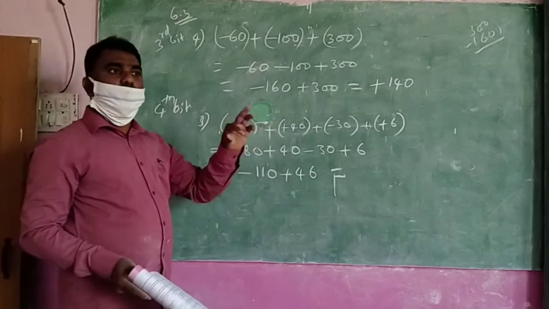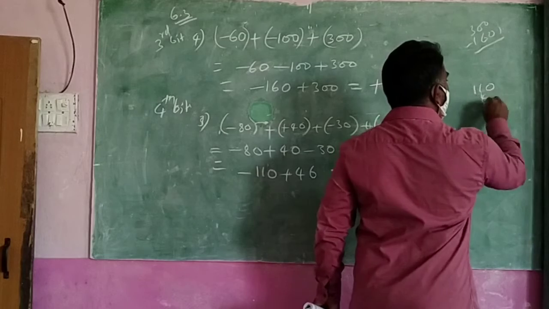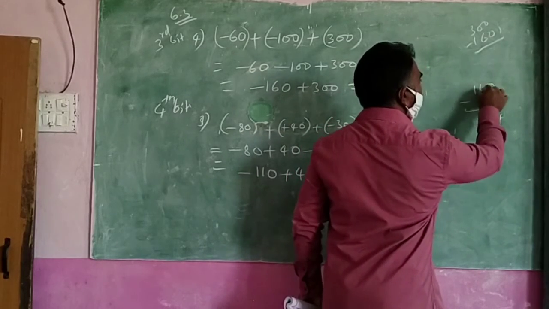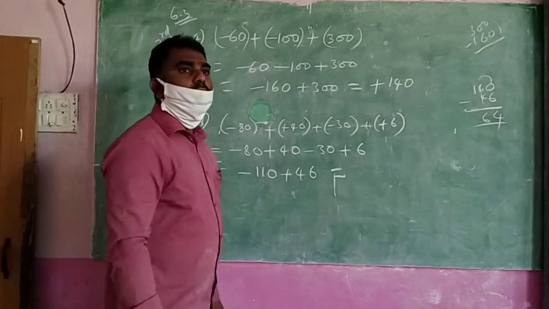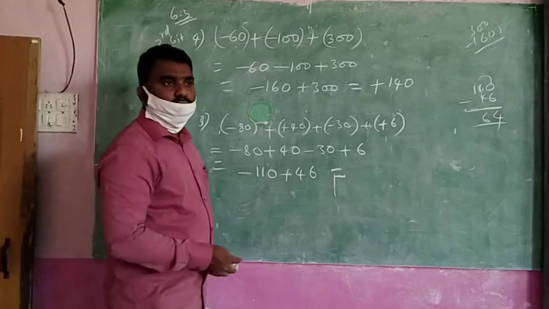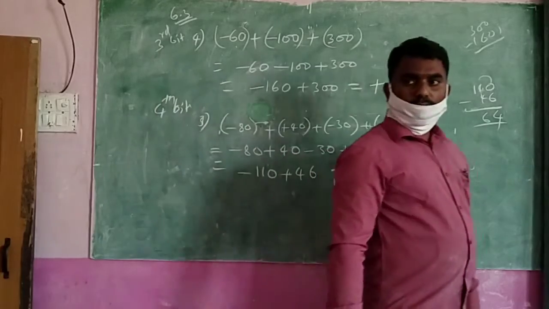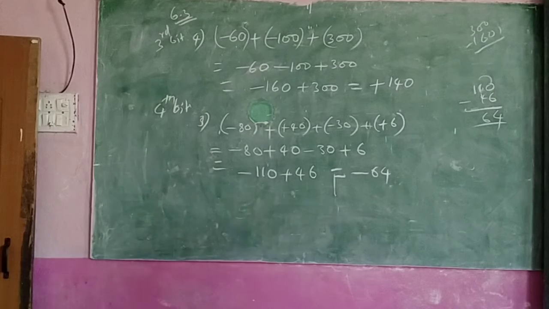Up and down means what should you do? How do you find the difference? The big number you will take and the small number you will subtract. 110 minus 40 is 70. So what do you get? 60. Which steps are more here? The answer will be minus, no? Minus 64. Okay? Understand? Write that, and these 2 bits you do as homework.